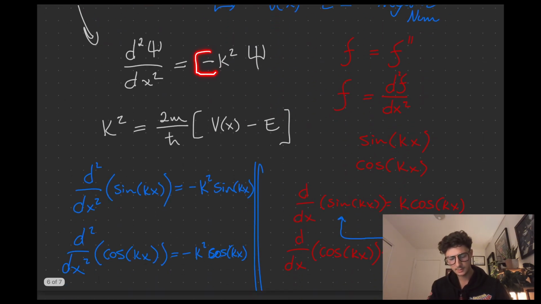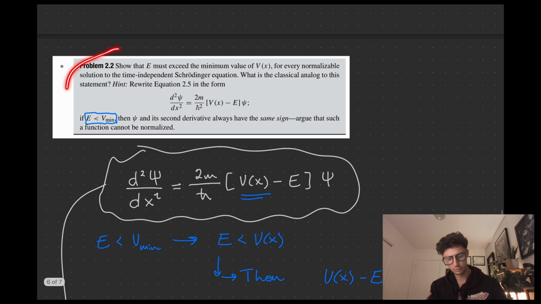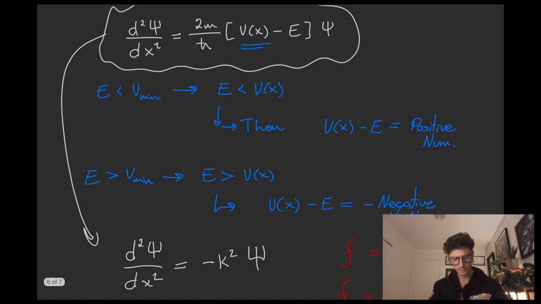Now let's talk about this minus sign, because this minus sign is going to give us the solution to this problem here. All right, they're asking you, if V is bigger than E, if E is less than V, then psi and its second derivative always have the same sign. Argue that such a function cannot be normalizable. Okay, so what we were talking about here.